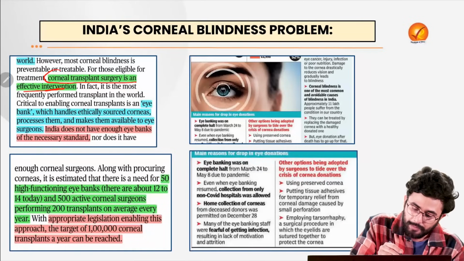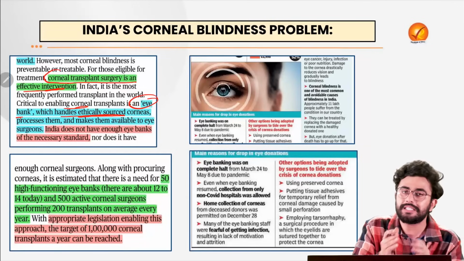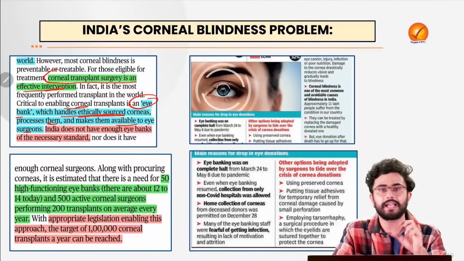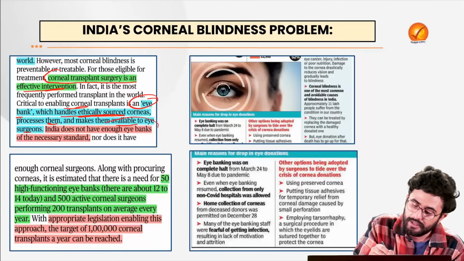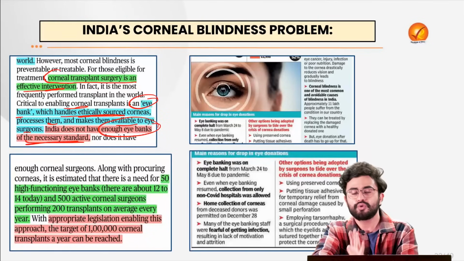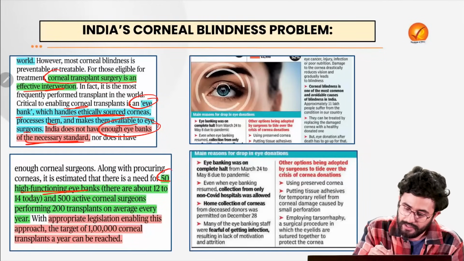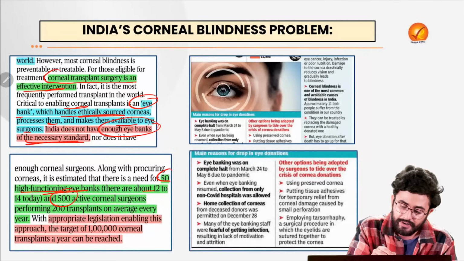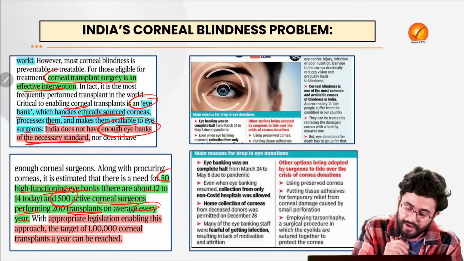And for that purpose, there shall be an eye bank which handles ethically sourced corneas, processes them and makes them available to the eye surgeons who can do this transplantation. But in our country, there do not exist enough eye banks of the necessary standard. So the requirement is at least 50 high-functioning eye banks. Currently we have around 12 to 14 in our country right now, and at least 500 active corneal surgeons who can perform 200 transplants on average every year.